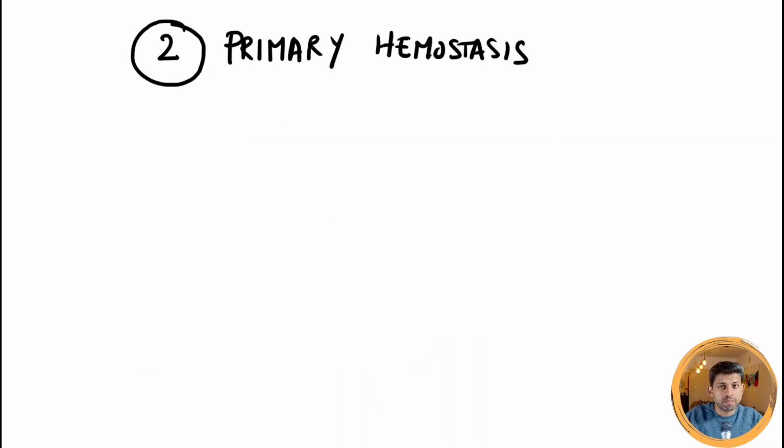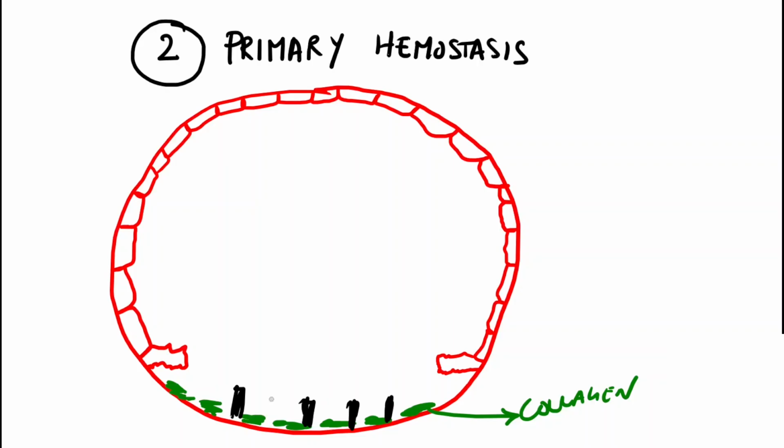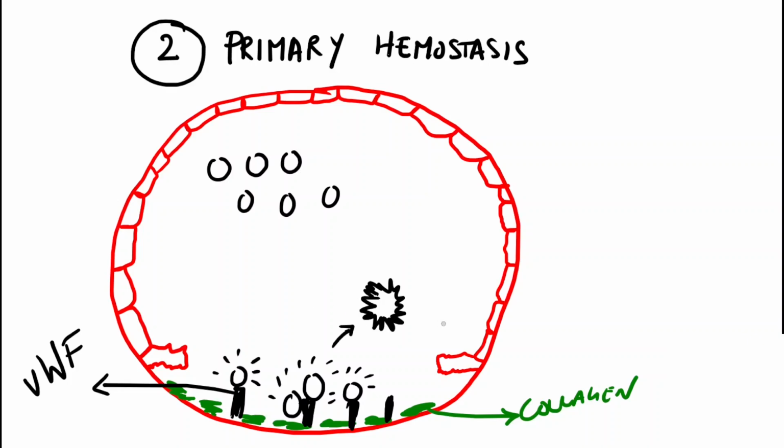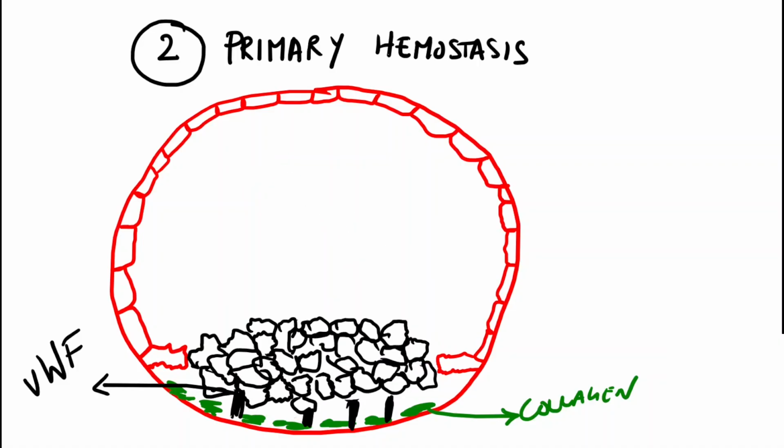The next step is primary hemostasis, formation of a platelet plug. Endothelial injury exposes subendothelial collagen and von Willebrand factor. Platelets adhere, become activated, and change shape from a smooth disc into a spiky sphere like a sea urchin, and then release granules that recruit additional platelets. Within minutes, platelets aggregate to form a temporary hemostatic plug. This platelet plug is important but not stable.